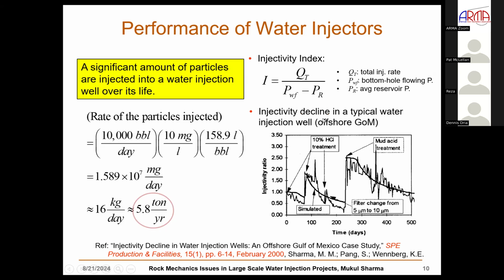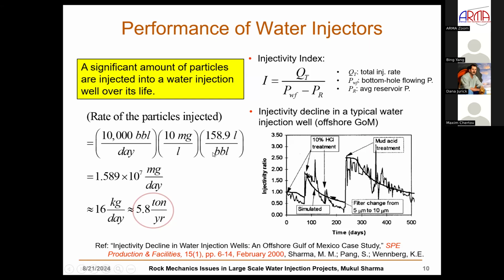So the injectivity basically drops off fairly quickly directly as a result of this. And the other thing you notice is that when you do hydrochloric acid treatments or mud acid treatments, you get a big increase in injectivity, which tells you that all of these solids are accumulating very close to the wellbore. So this is all related to near wellbore plugging associated with the solids that are in the injection water.